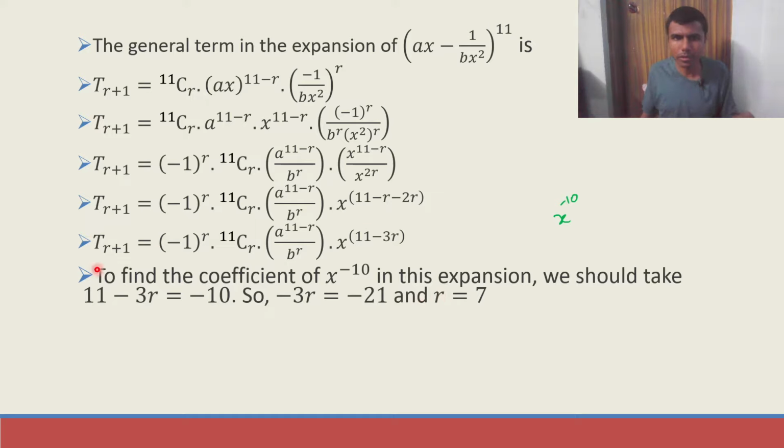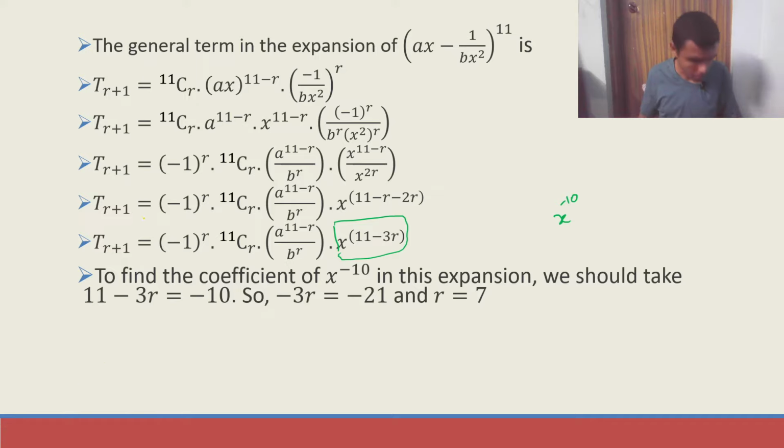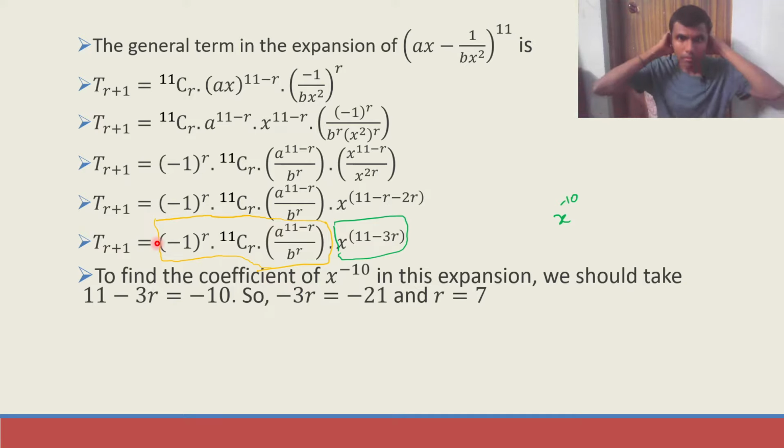In this, if I put r as 7, listen carefully guys, I'll get x to the power minus 10. But what I need is the coefficient of x^(-10). For the coefficient, I just need to put r as 7 in this part. That's my coefficient. So I just need to put r as 7 in this box which you are seeing.